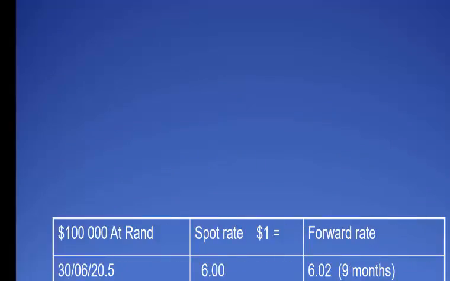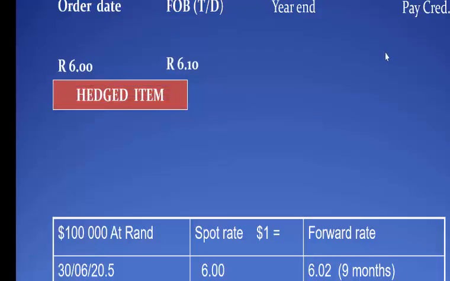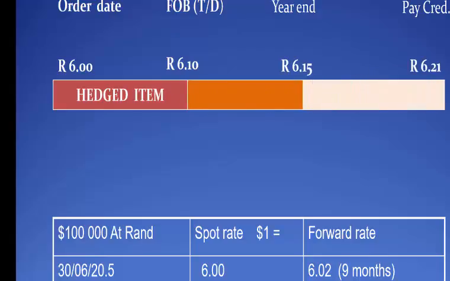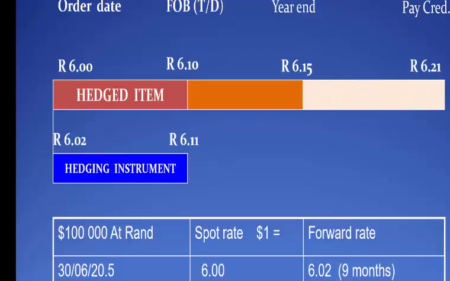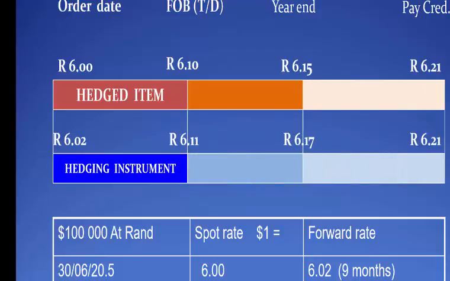On 30 June that was your order date, and then on 30 September that is the free on board date, and then year end 31 December 20.5, and then the creditor must be paid by 31 March 20.6. So therefore our hedged item is as we stated there, and remember the hedged item is the creditor that you're going to hedge. Now the first period, and there's your hedging instrument.